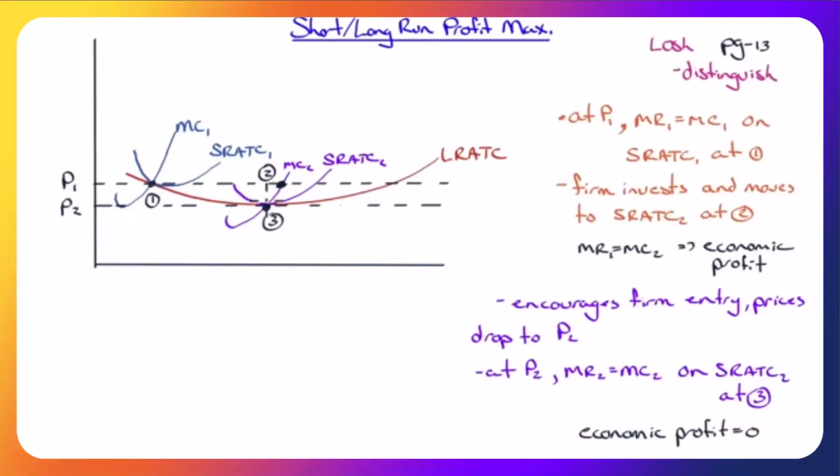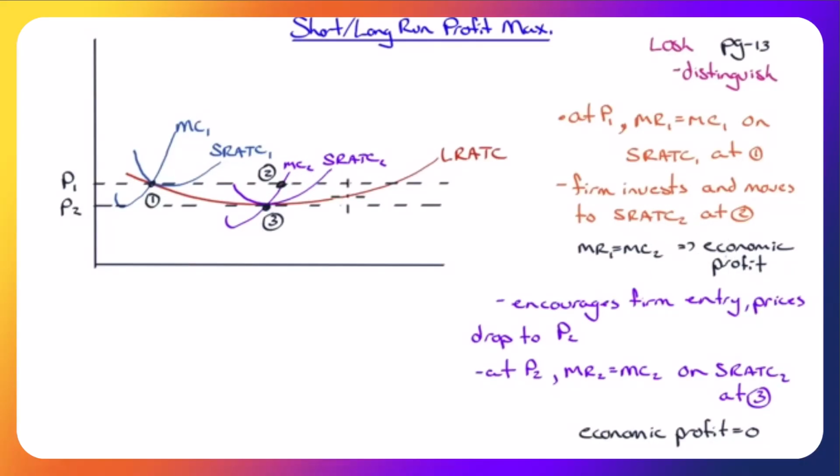So they do that. There's our new marginal cost curve. Now the price is still at P1, so now we're at point 2 over here. So the firm invests and moves to SRATC2 at point 2. And at this point, MR1, marginal revenue, because we're still on the same P1, same price, marginal revenue 1 now equals marginal cost curve 2. So we're at that point there.